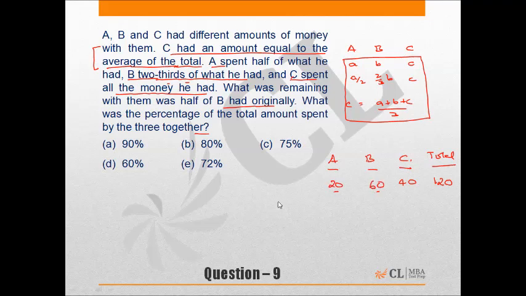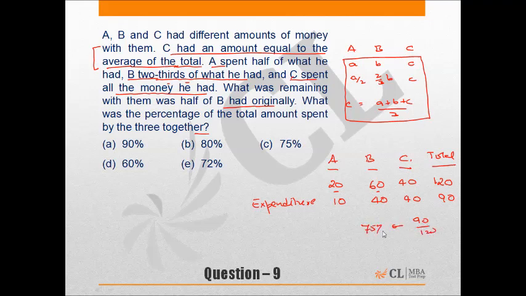So what is the expenditure by each one of them? A spent half his money, so he spent 10 rupees. B spent 2/3, so he spent 40 rupees. And C spent all the money, so C also spent 40. So total amount spent is 90 rupees. What was the percentage of total amount spent by the three of them together? This is nothing but 90 by 120, which is 75%.